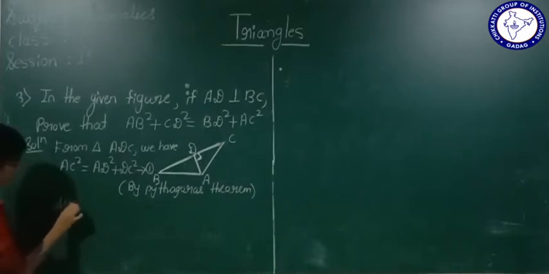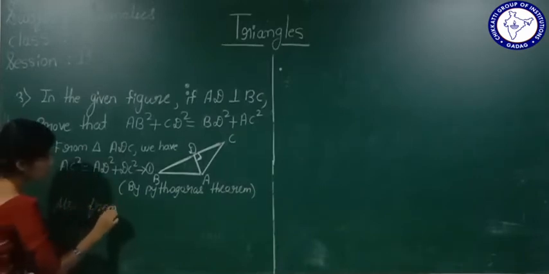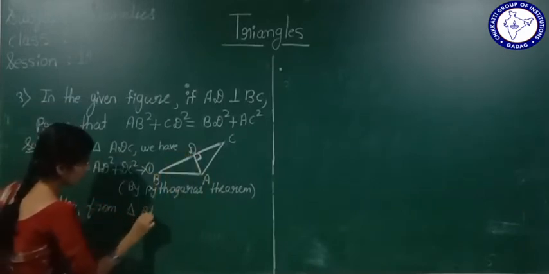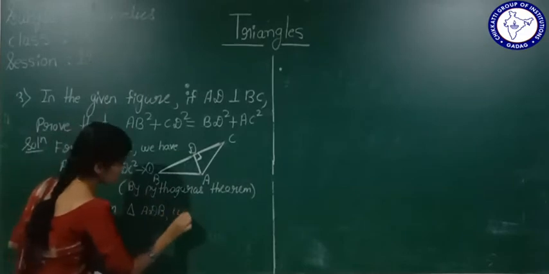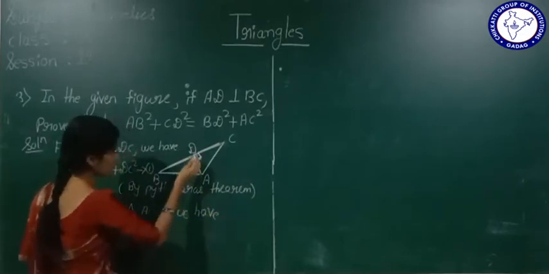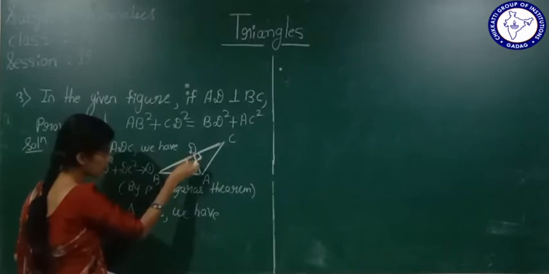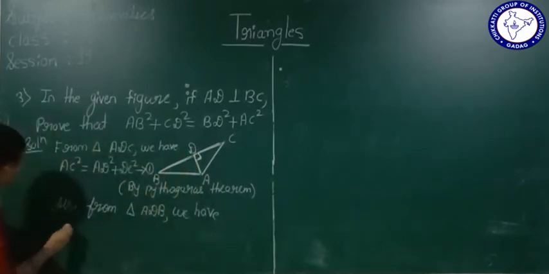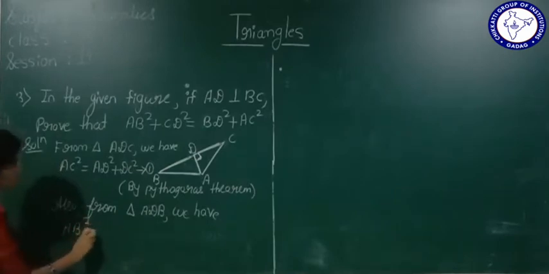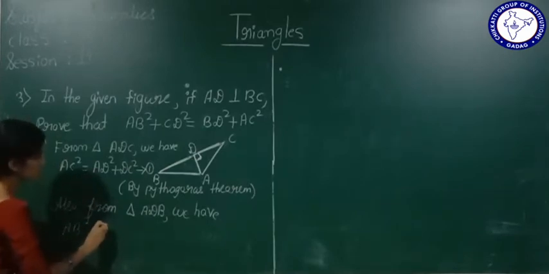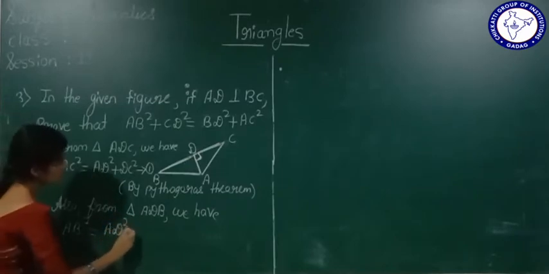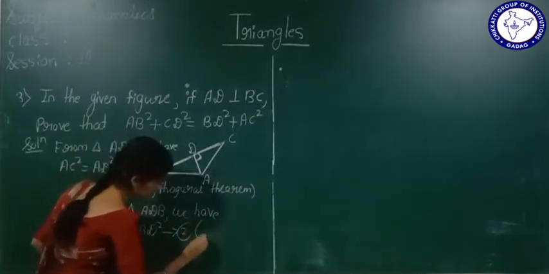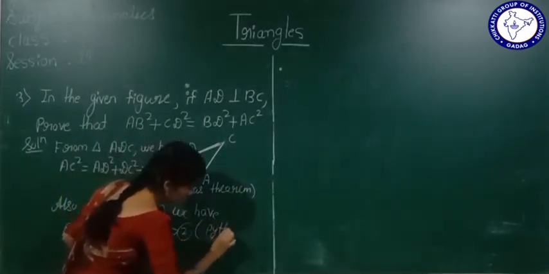Also from triangle ADB, we have, here D is 90 degree, the opposite side will be AB, that is nothing but a hypotenuse. AB square is equal to AD square plus BD square. Call this as equation number 2. This is also by Pythagoras theorem.